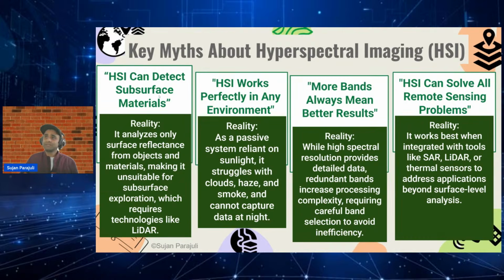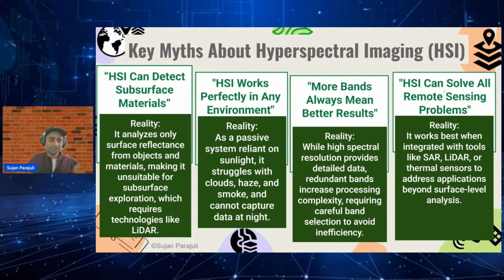And the key myths: multispectral images cannot detect through surfaces, they cannot penetrate, so they just collect the information that's on the surface. They cannot work in any environment or weather; they depend on weather and clouds. And the biggest one is that more bands means better results. That's not the case. Sometimes multispectral imagery might be better than hyperspectral, although hyperspectral has a lot of band information.